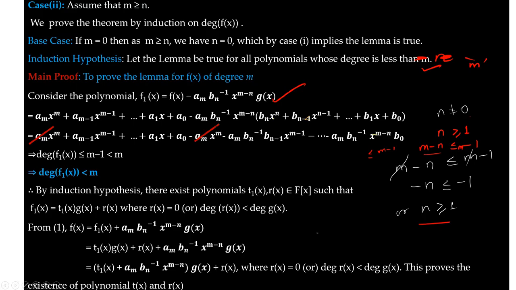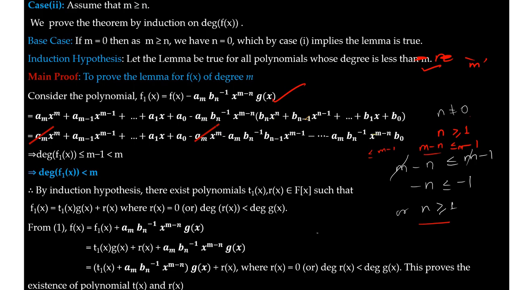So on the whole, the entire expression is of degree less than or equal to m minus 1. Obviously that is less than m. So by induction hypothesis, we can find polynomials, say t1 of x and r of x in f x, such that f1 of x is equal to t1 of x into g of x plus r of x, where either r of x is 0 or degree of r of x is less than degree of g of x. But we need to prove the theorem for f of x and g of x. What we have got here is for f1 and t1.